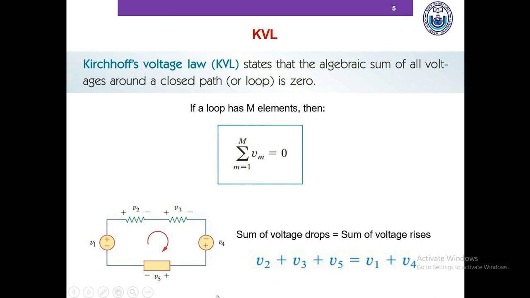So just to remind you again, how did I determine which one is voltage drop and which one is voltage rise? I just looked into the polarity signs and decided whether or not I'm going from lower potential to higher potential or higher potential to lower potential. If I'm going from lower potential to higher potential, this is a voltage rise, and if I'm going from higher potential to lower potential, this is a voltage drop. So sum of all voltage drops is equal to sum of all voltage rises.